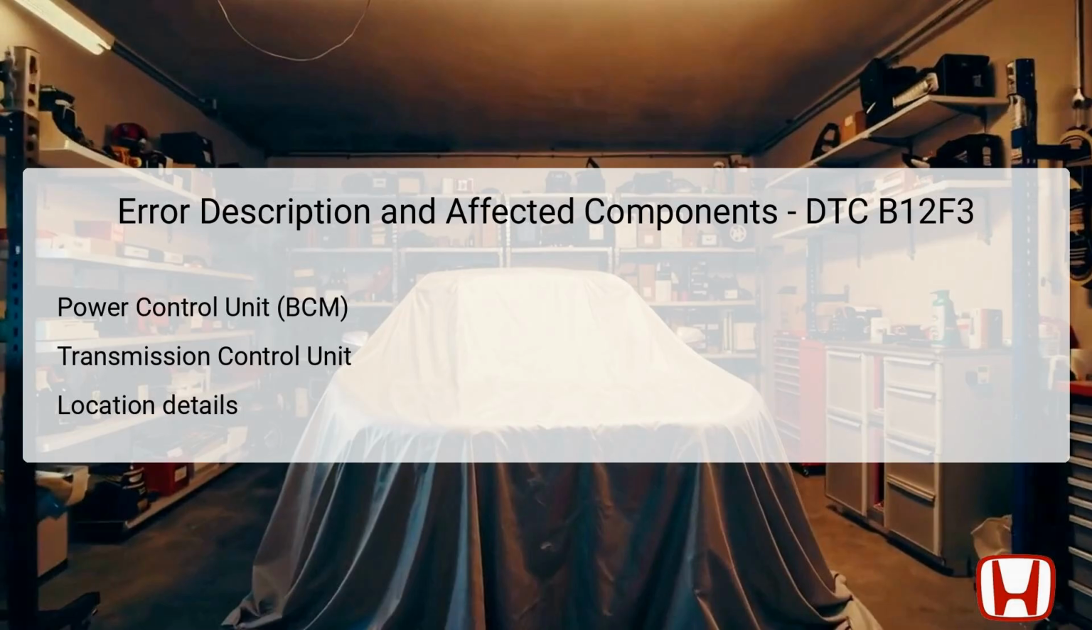On the other hand, the transmission control unit operates the transmission, determining the best shift points for efficient power delivery to the wheels. Any communication breakdown between these two components can create significant issues, including inability to shift, poor acceleration, or complete power loss. Identifying the exact location of these components is crucial for effective troubleshooting.